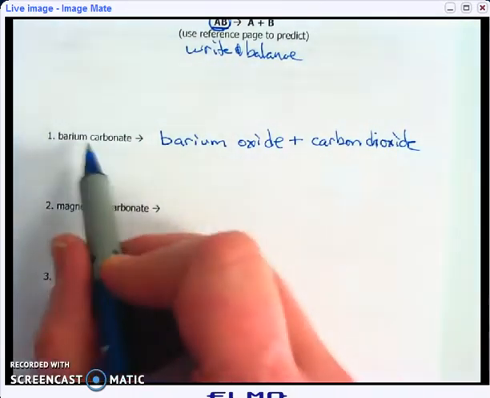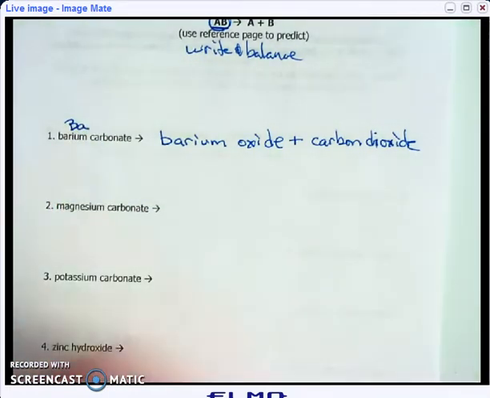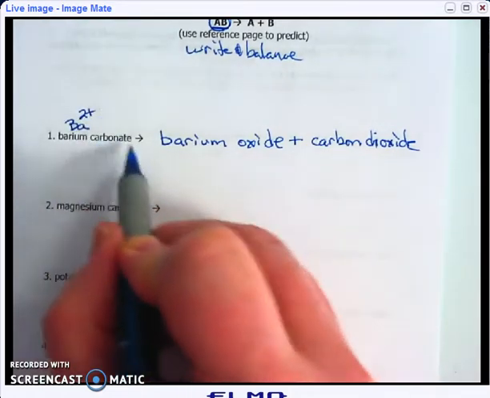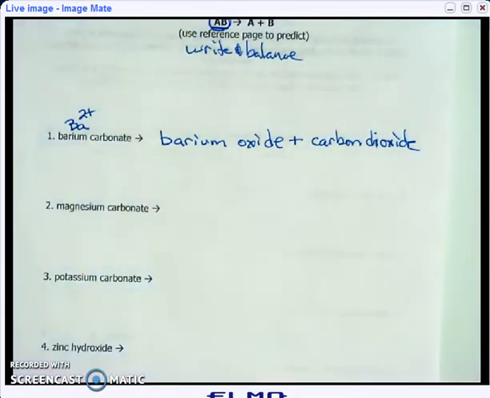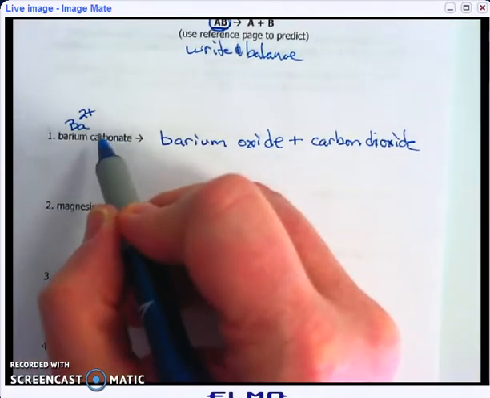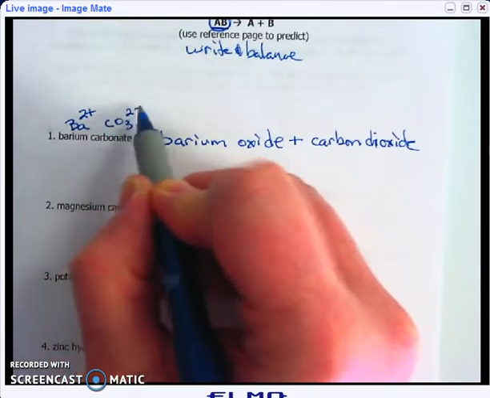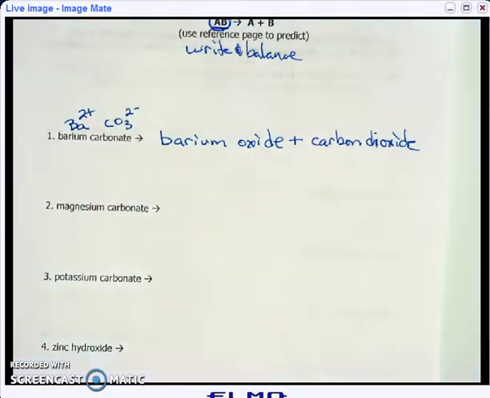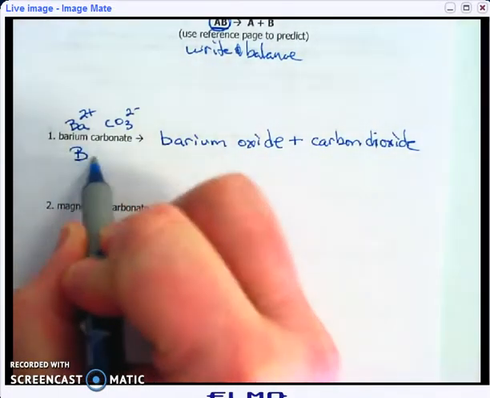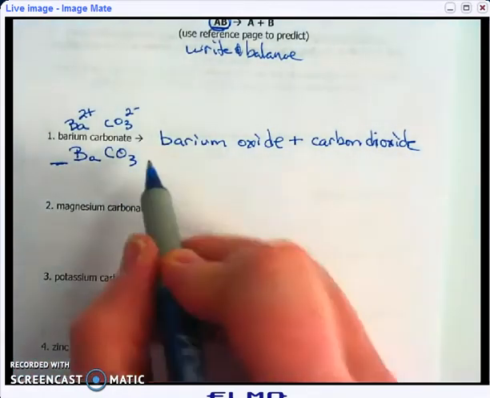So let's put it together. Barium, what's the charge on barium? 2 plus. Carbonate, the ATE says it's a polyatomic ion. So what is it? You should start recognizing some of these. Okay, CO3 with a 2 minus. When we combine those together, what formula do we get? BaCO3. And again, we do have to balance those, right?